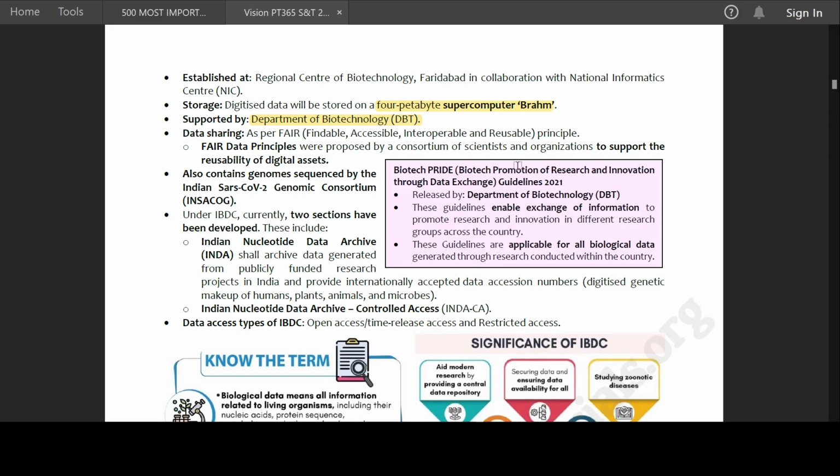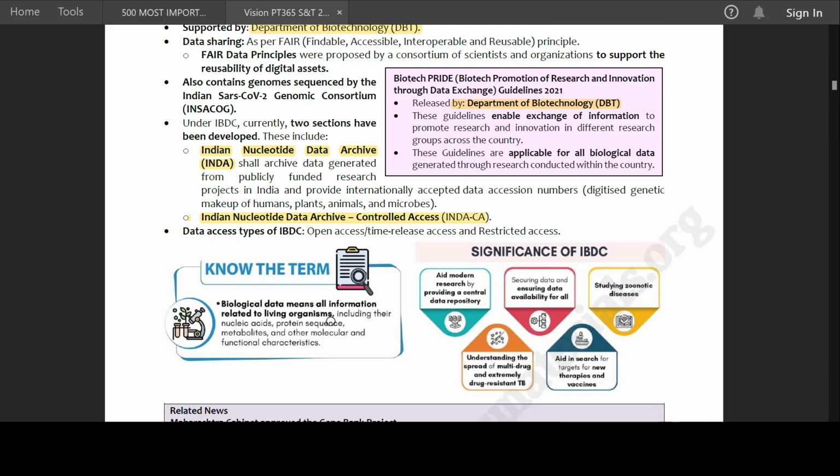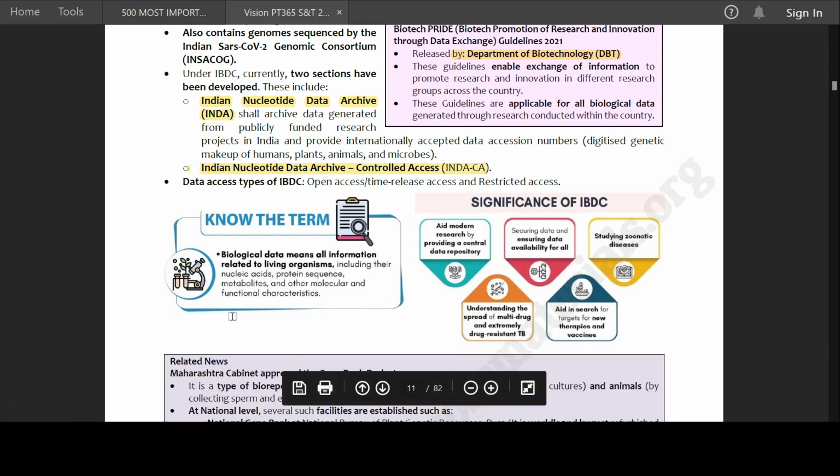Biotech Prize, that is Biotech Promotion of Research and Innovation through Data Exchange Guidelines 2021, released by the Department of Biotechnology. Under the IBDC, currently two sections have been developed: Indian Nucleotide Data Archive (INDA) and Indian Nucleotide Data Archive Controlled Access, INDA CA. Data access types of IBDC are open access or time release access and restricted access. Biological data means all information related to living organisms, including their nucleic acids, protein sequence, metabolites, and other molecular and functional characteristics.